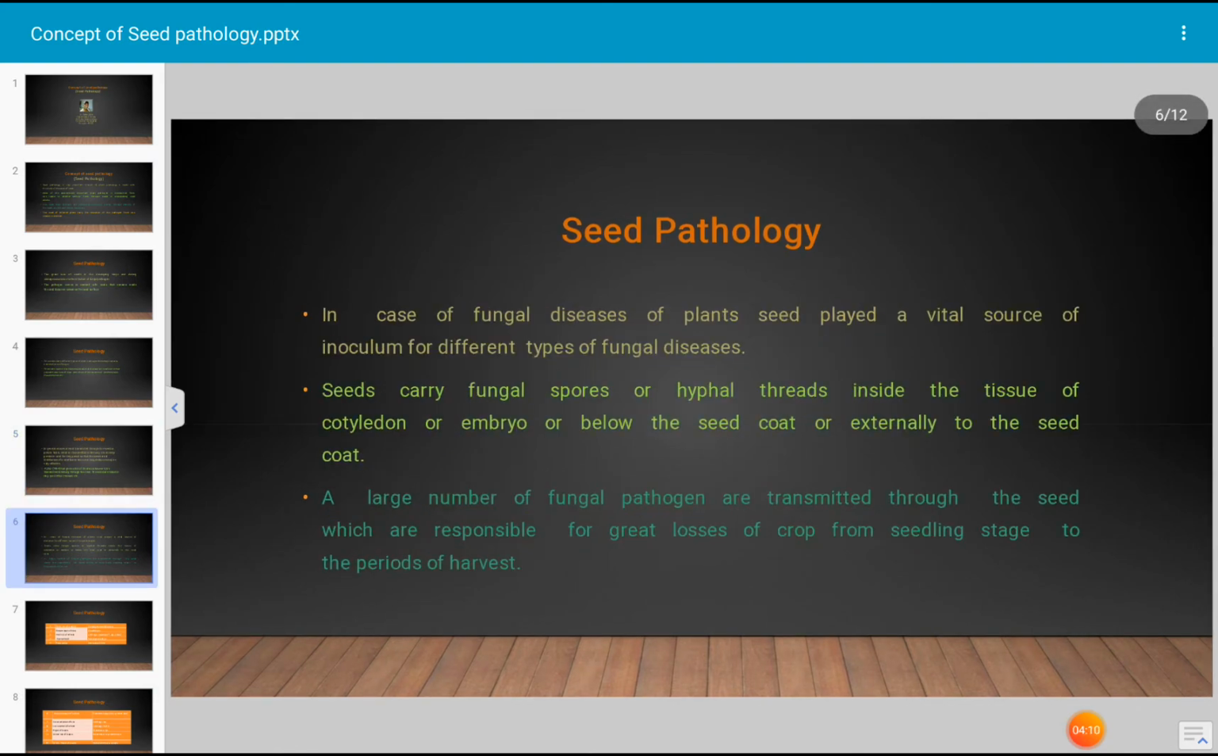Again, in the case of fungal diseases, the plants and seeds play a very vital role in carrying inoculum from one place to another. Many types of fungal pathogens are carried through the seeds. Seeds carry fungal spores or fungal hyphae inside the tissue of the cotyledon or embryo, below the seed coat, or externally on the seed coat. A large number of fungal pathogens are transmitted through the seeds and are responsible for heavy losses. Great losses of the crop are caused from the seedling stage to the harvest stage.